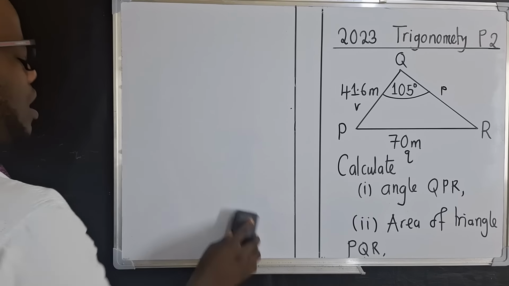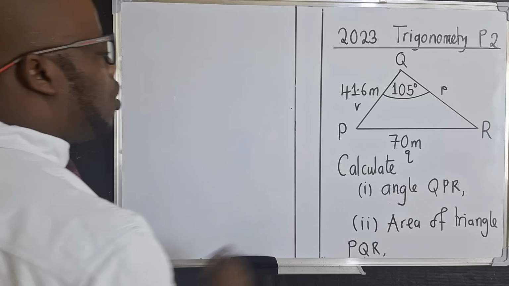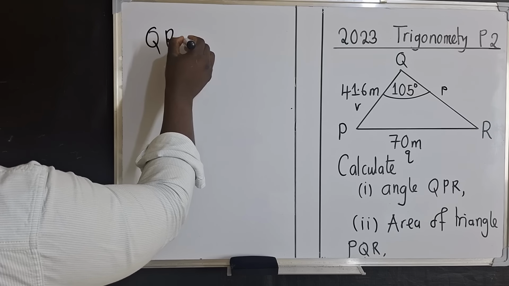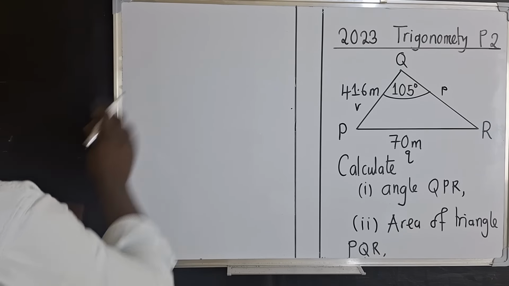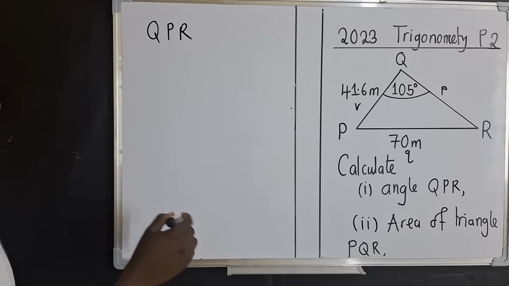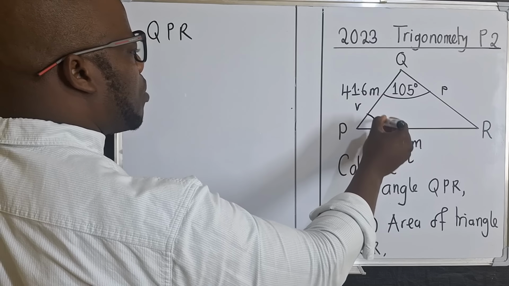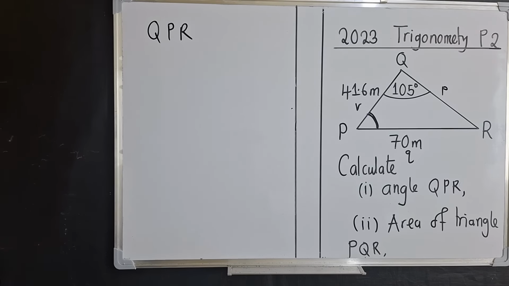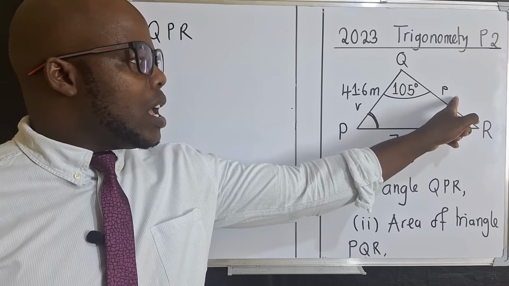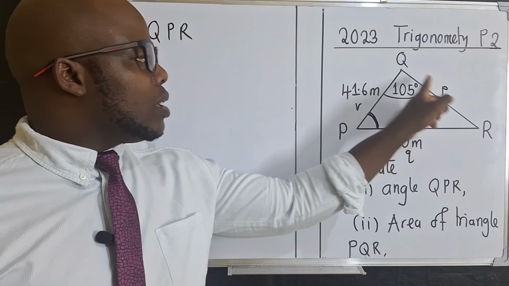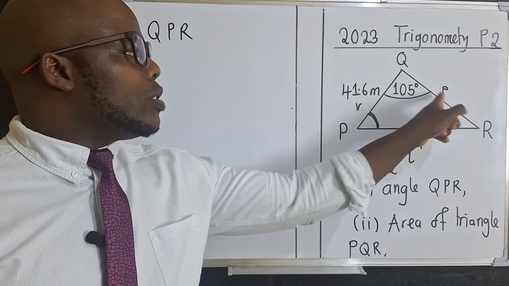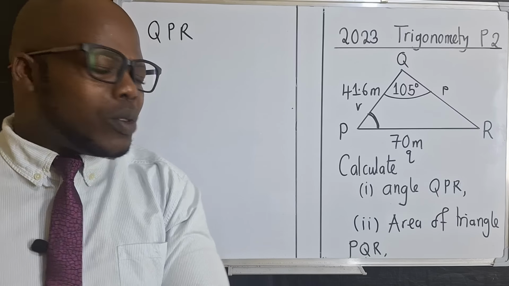The first question here, they said calculate angle QPR. It's an angle we're looking for. So we're looking for an angle at point P. So listen very carefully. If there was a number here, I would have gone direct, this will go with this one. Now there's no number here, and I'm looking for the angle which is opposite to this side, which is not there.